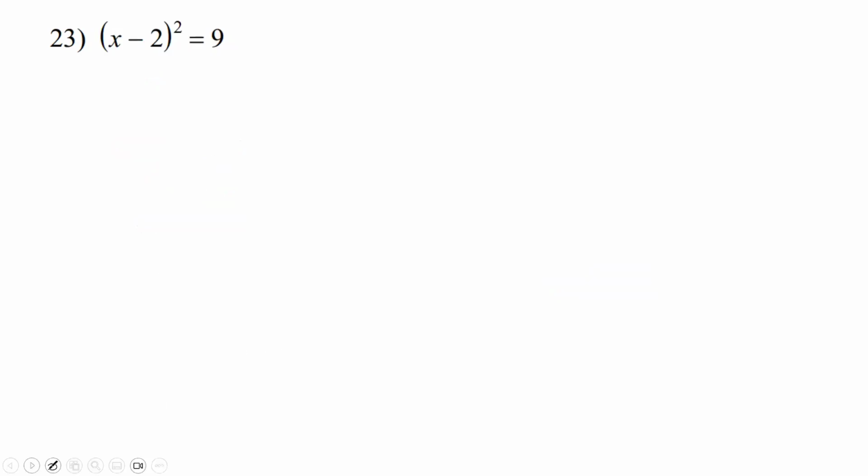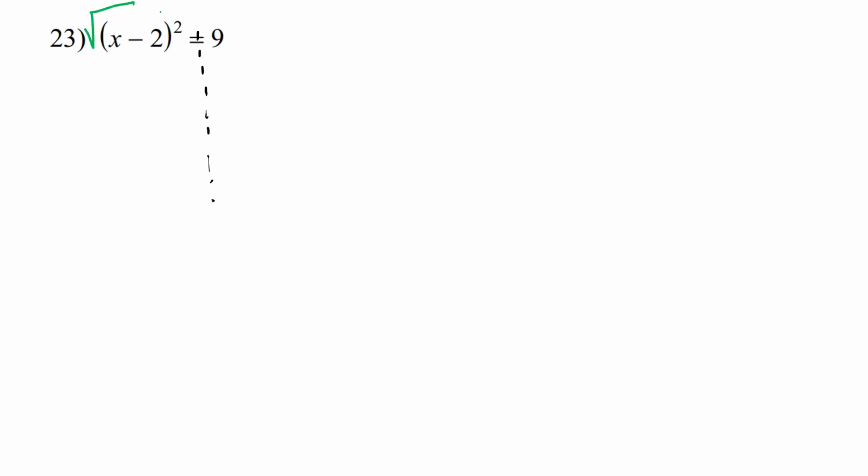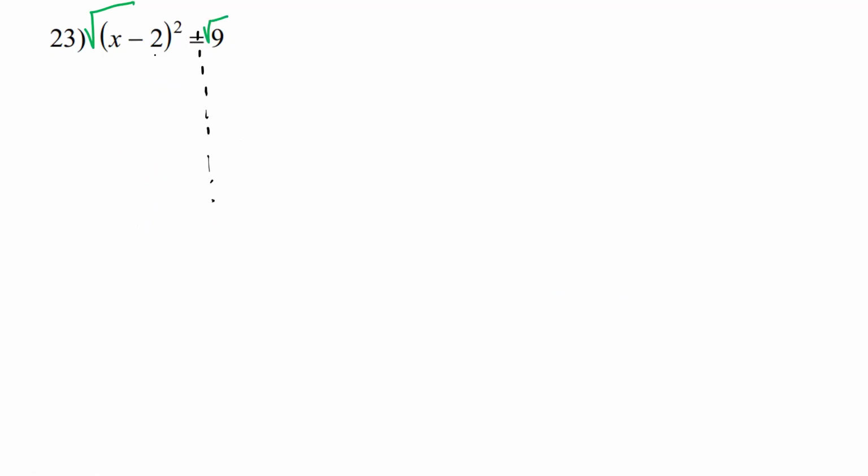All right. So here's a little bit different. I need to take care of the square first on this one. So x minus 2 squared, I need to square root both sides first. To get inside the parentheses, I have to do the square root. So I have x minus 2. The square and the square root cancel each other out. And then the square root of 9, that is a perfect square. So that's going to be plus or minus 3.